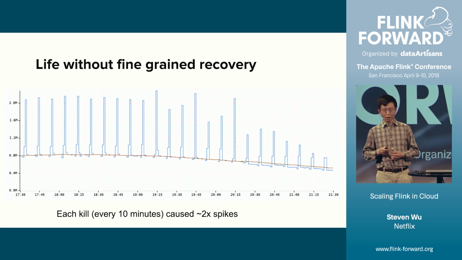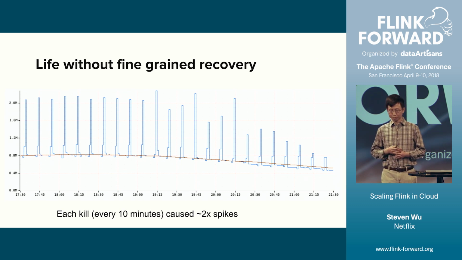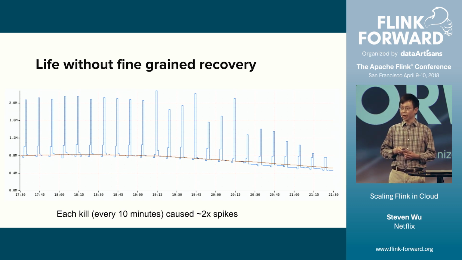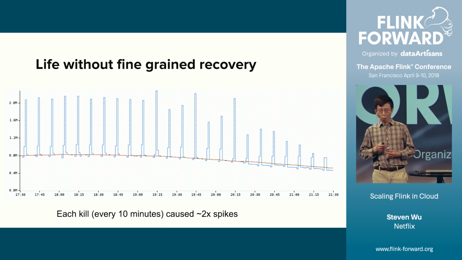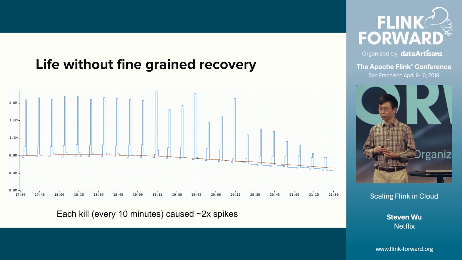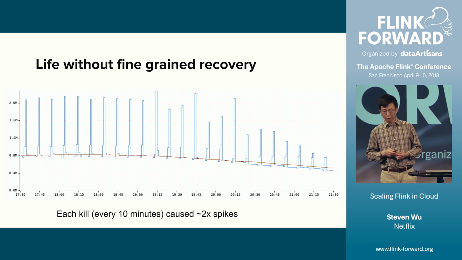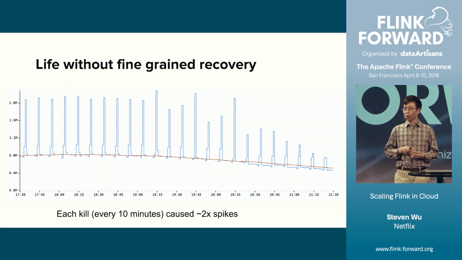So why do we love the fine-grained recovery? Let's look at the impact of a full job restart without the fine-grained recovery. In this graph, the x-axis is time. The y-axis shows the messages per second. The red line is the input message rate to the Kafka topic. The input message rate is about 800,000 messages per second, and is trending downwards. And the blue line is the message process rate from the Flink job. Ideally, those two should track identically.